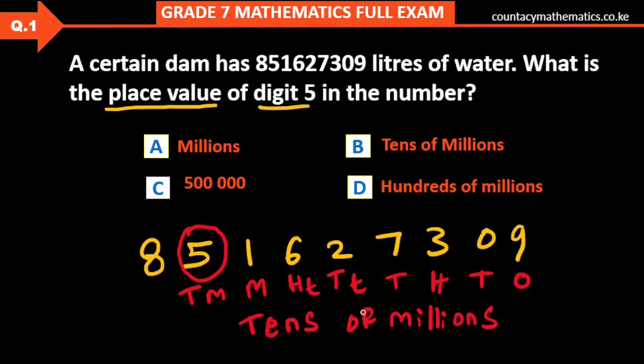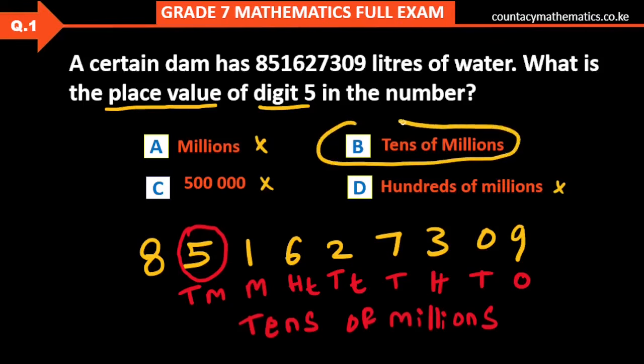And once we have it right there, we go back now to our choices and see whether we've got any answer that is commensurate to this one. It's not millions, it's not 500,000, it's not hundreds of millions, but it is tens of millions. And if you do that, then you should be able to get your mark for that question.